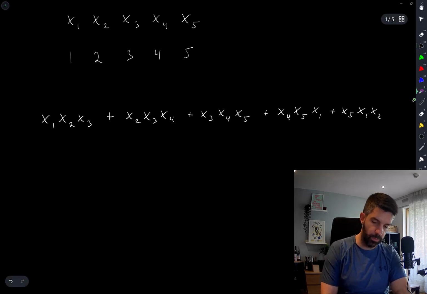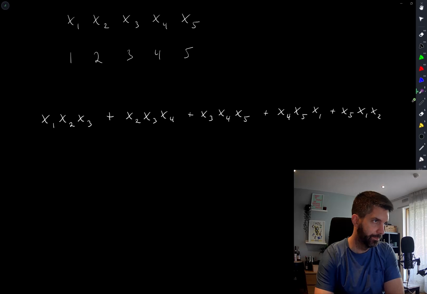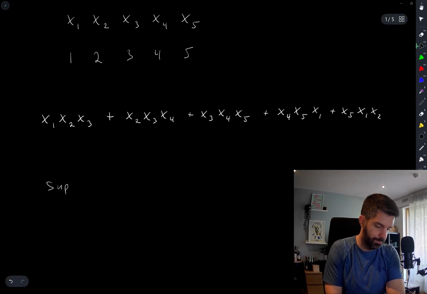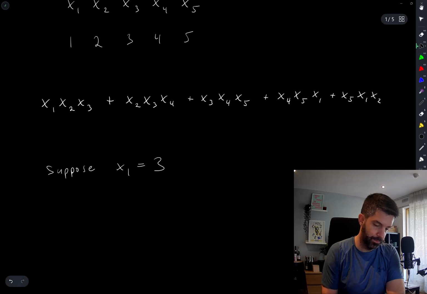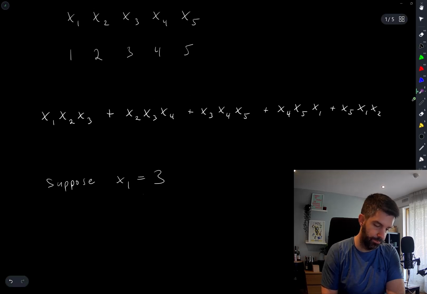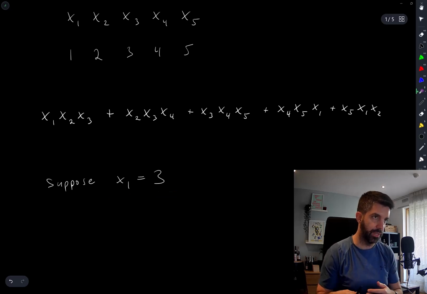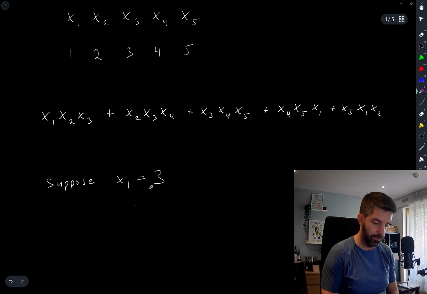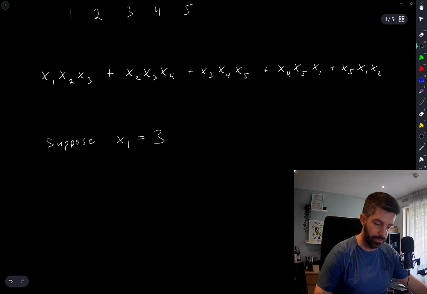So I think what we want to do is suppose x1 is equal to 3. Okay, and of course we'll solve the problem. We'll count how many permutations there are when x1 is equal to 3, and then I believe we'll just end up multiplying that by 5 because there are 5 total x's that could be assigned the number 3.